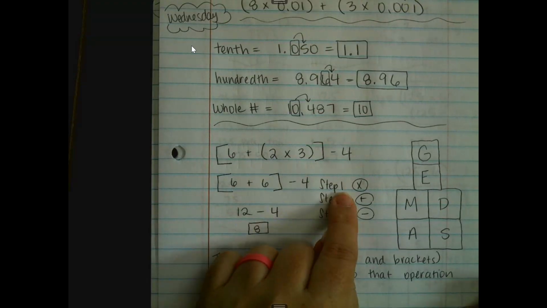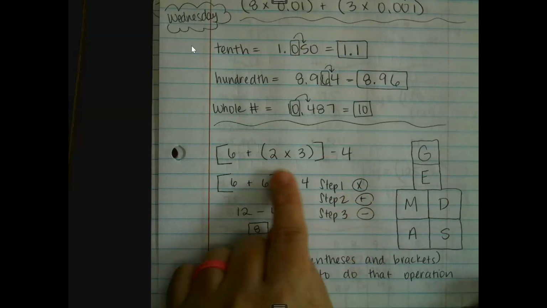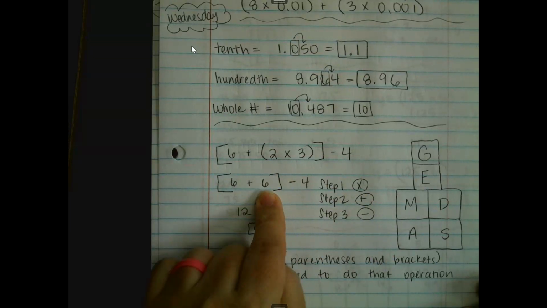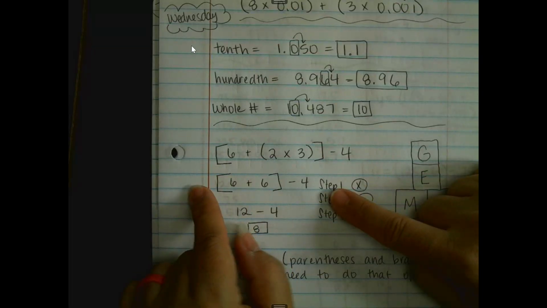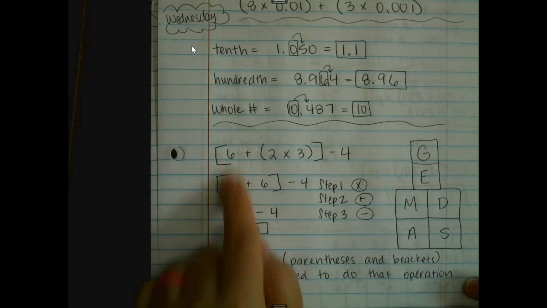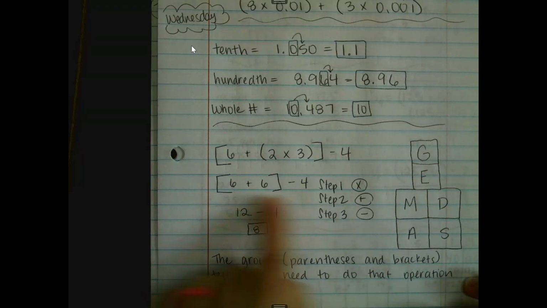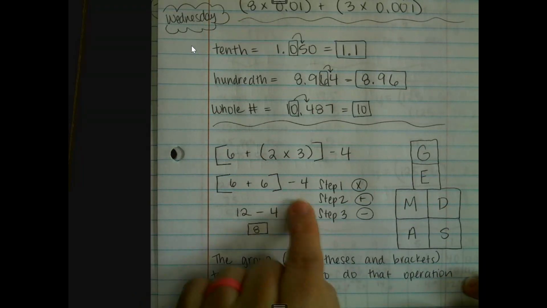So my step 1 is going to be to multiply. So 2 times 3 is 6, so I brought down that 6. Everything that I didn't use, I also brought straight down. And so the 6 comes down, the minus 4 comes down, so 6 plus 6 minus 4.